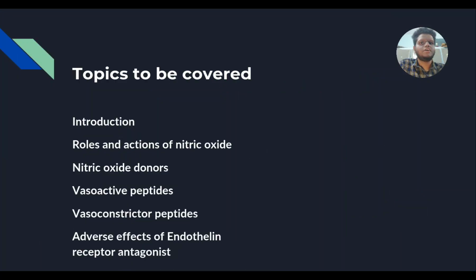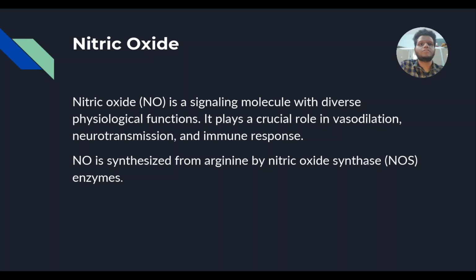Topics to be covered are introduction, roles and action of nitric oxide donors, vasoactive peptides, vasoconstrictor peptides and adverse effects of endothelin receptor antagonists. Nitric oxide. Nitric oxide is a signaling molecule with diverse physiological functions. It plays a crucial role in vasodilation, neurotransmission and immune response. Nitric oxide is synthesized from arginine by nitric oxide synthetase.